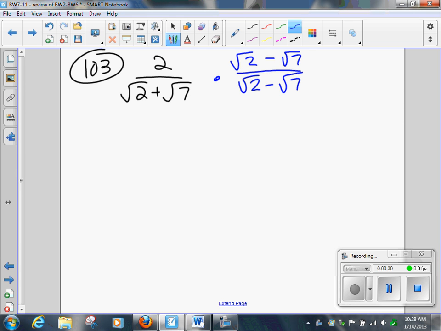What's that actually like we're multiplying by? 1. Why do we have to multiply by 1 in this weird form? Because it doesn't change the what? Value of what we started with, okay?